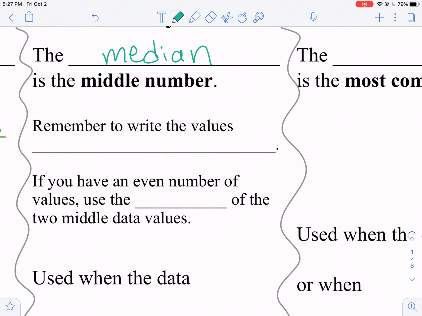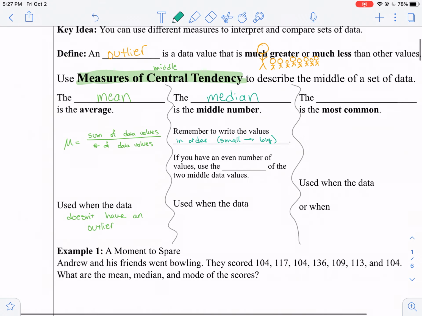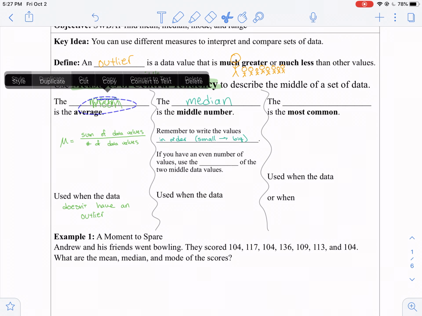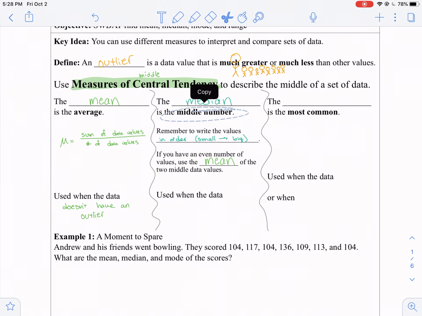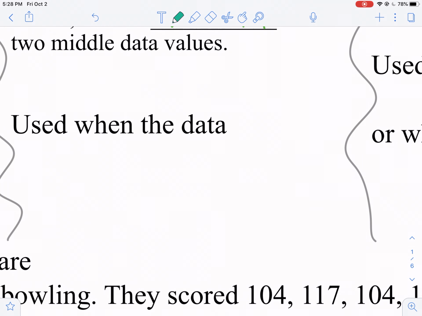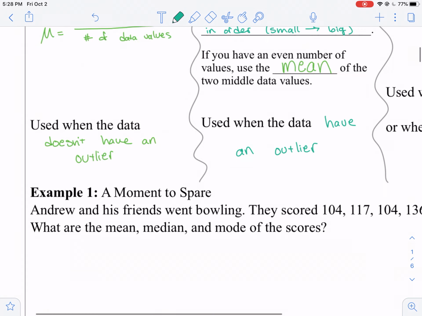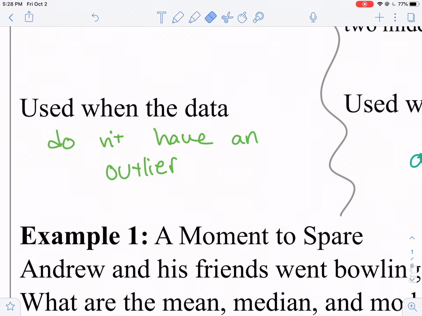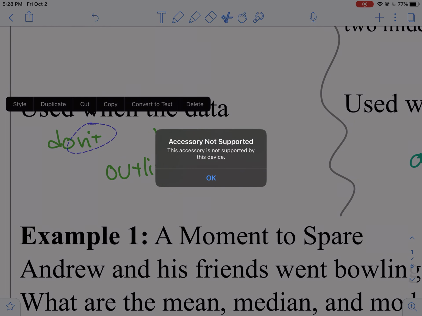So in order to find it, you have to write the values in order from small to big. And if you have an even number of values, you need to take the mean of the two middle values. So if you have an even number, you're not going to have a number exactly in the middle, and that's okay. You just take the average of them. So the median is super helpful when the data actually do have an outlier. This should be used when the data don't have an outlier, because data is plural.